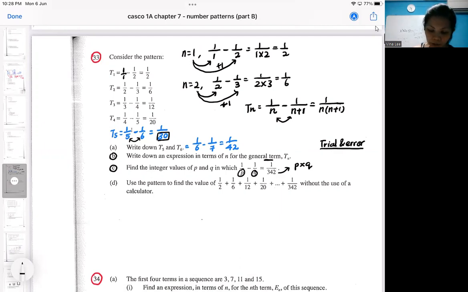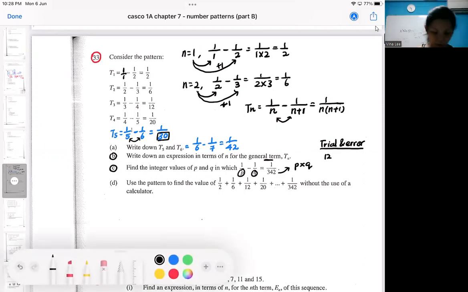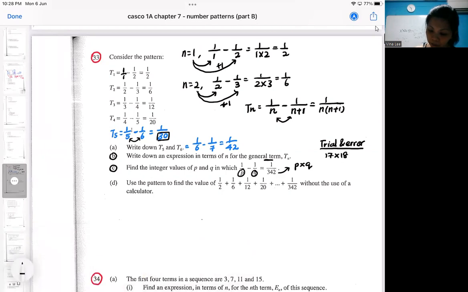So you can try 12, maybe we can try something like 15 and 16. Oh, okay, you can try 17 times 18 first. So that is 306. We are getting close to 342. So if you try a bit more, maybe you try 18 times 19, you will get 342. So from here, P is equal to 18 and Q is equal to 19. So that's how you find your P and Q.